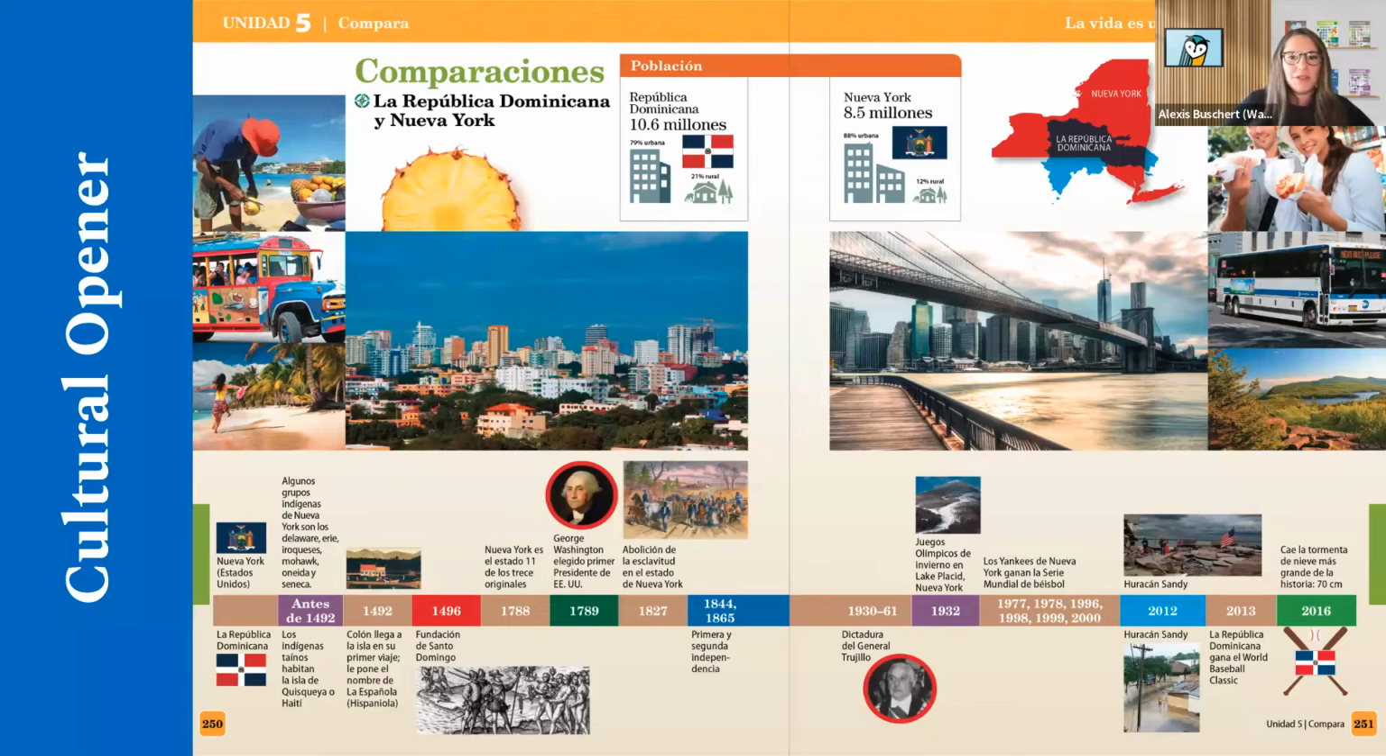By inviting our students to analyze what they're seeing, they start to think about that cultural information as well, and it sparks the connections and comparisons that they'll be making later on throughout the unit.